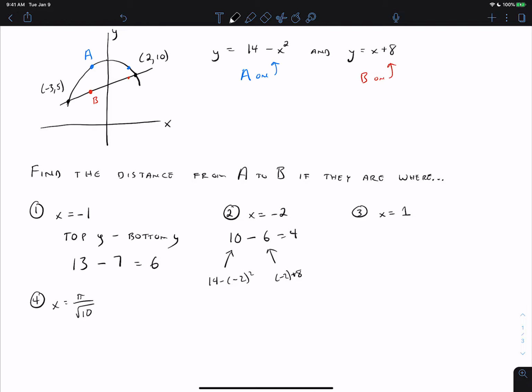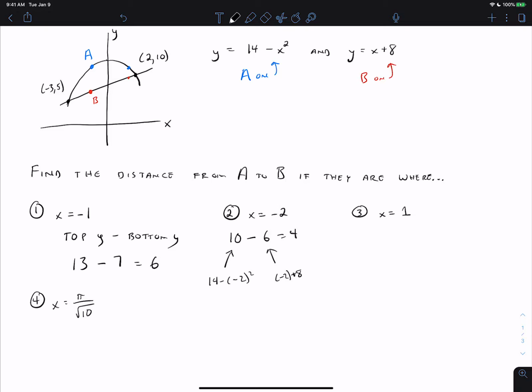The point of this is not that you can do 10 minus 6. The point is what you're subtracting, what order you're subtracting them in, and how you obtain the numbers. Okay, so we do 10 minus 6 because it's the top one minus the bottom one. It's top y minus bottom y. The 10 is because it's the y value on the parabola. The 6 is because it's the y value on the straight line.